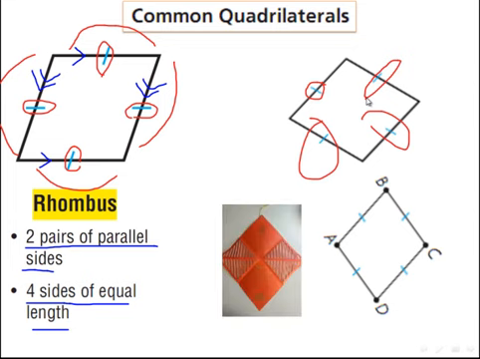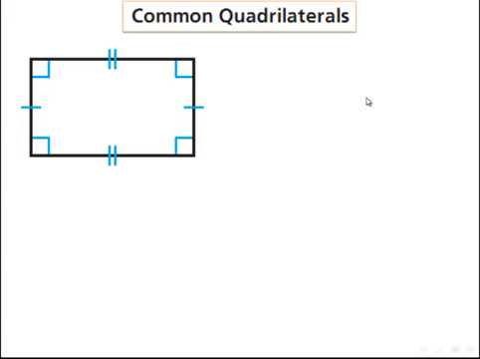Oh, do you know this picture? What does it represent? It represents a rhombus shape. Yes. So the fourth quadrilateral. Let's go to the fourth quadrilateral.